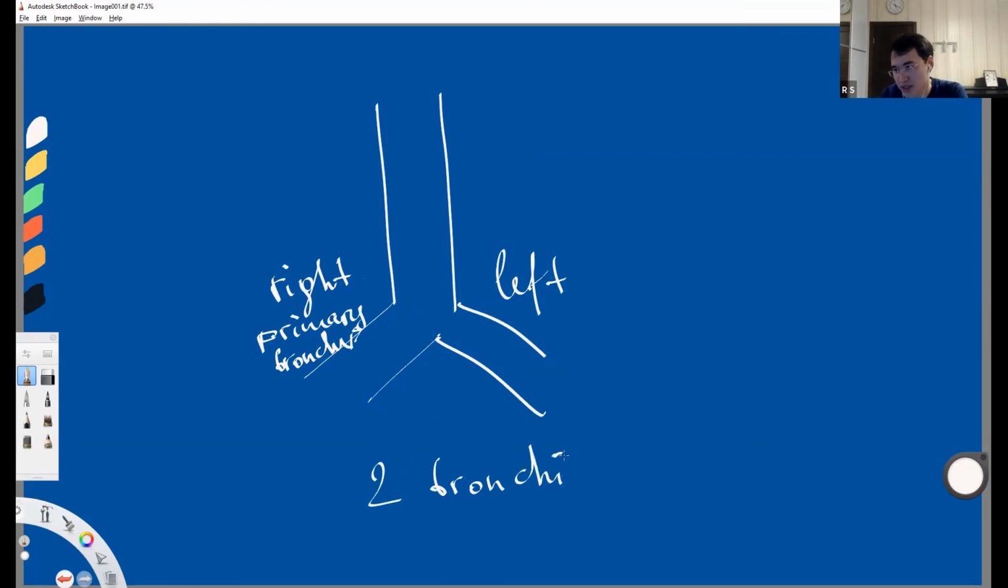I explained their location and their functions in the lecture. The main function is to pass the air, so it can get from the trachea to the next set of bronchi. At some point the bronchi become too small and they become the bronchioles.